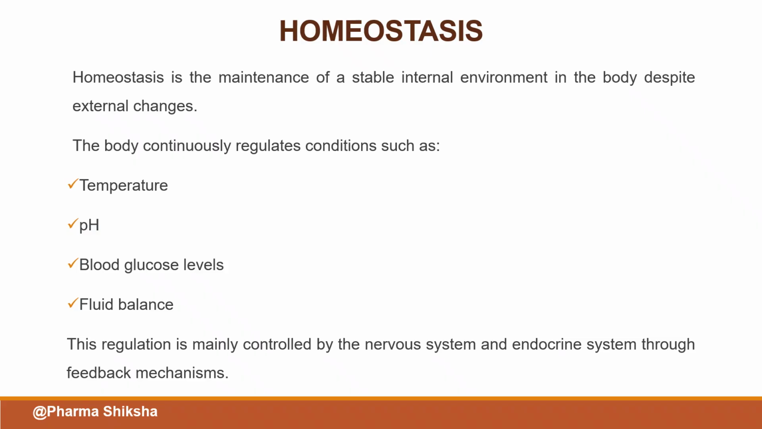The next topic is homeostasis. Homeostasis is the maintenance of a stable internal environment despite external changes. If any changes occur externally, according to that your body changes internally. For example, temperature: monsoon, the winter time, the summer time. Whatever changes happen externally, according to that the body maintains the internal temperature. And here we can see the body is continuously regulating a few conditions: temperature, pH, blood glucose level, and fluid balance. This regulation is mainly controlled by the nervous system and the endocrine system through feedback mechanisms.